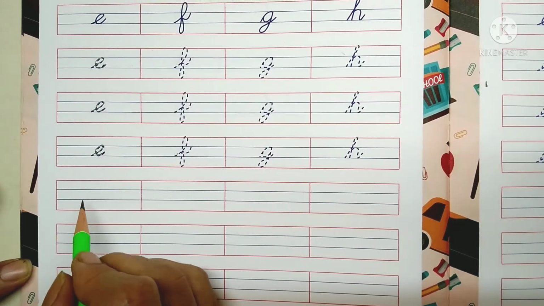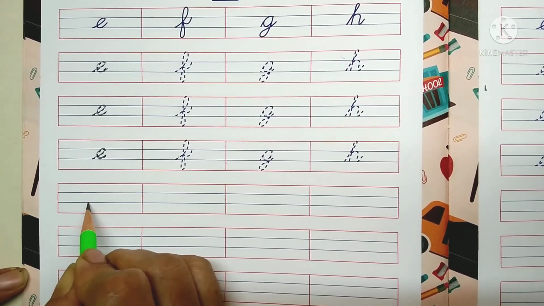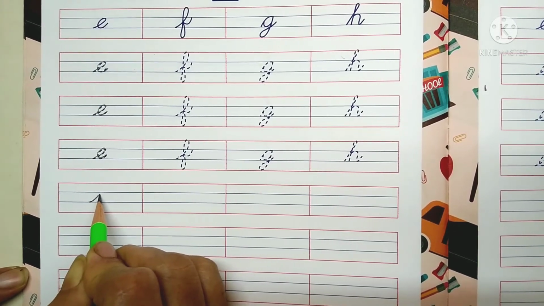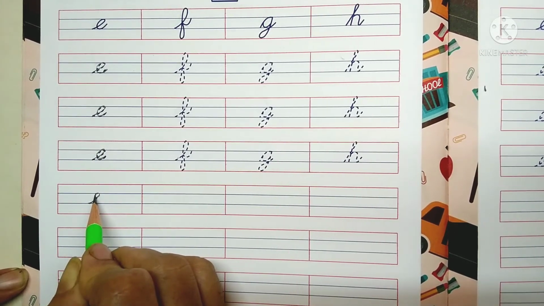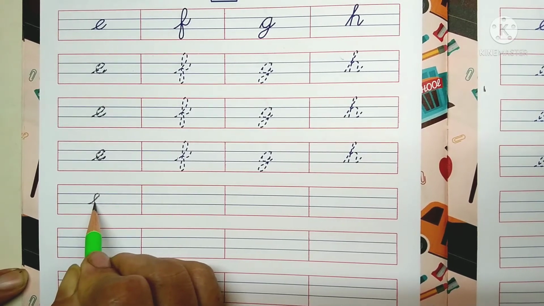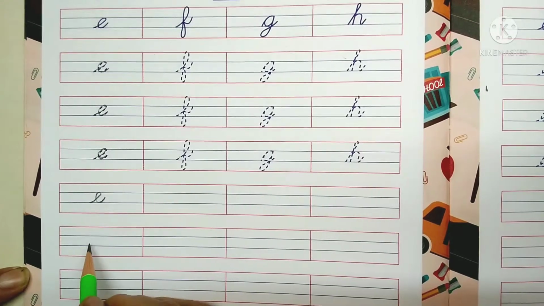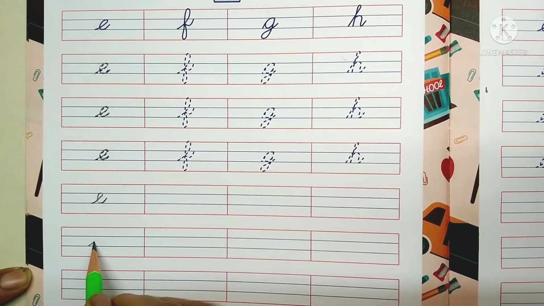Now I will show you in a plain box. Start from the blue line. Go to the blue line. Make a turn. Come back and take a little curve. This is cursive E.